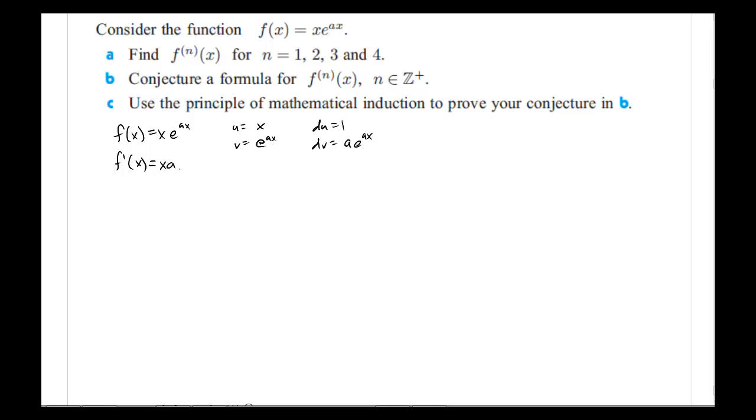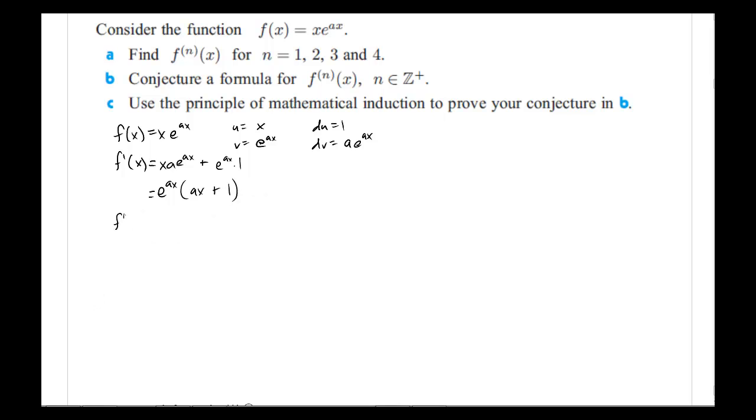And so then, I've seen this both ways, it doesn't really matter, but u times dv plus v du, which is 1. Now I notice that there's a common e to the ax there, so I'm going to rewrite this as e to the ax times ax plus 1. And there you go. So there's the first derivative.